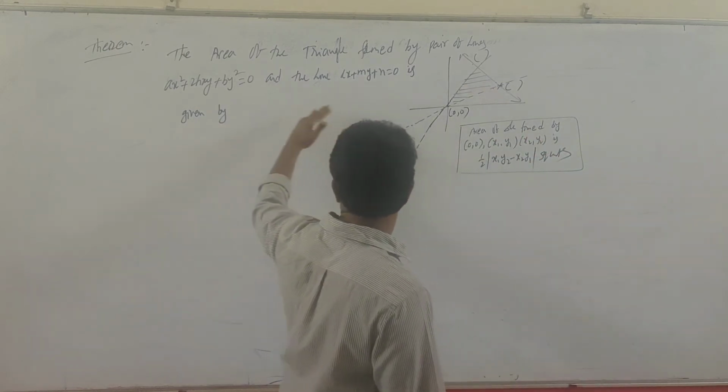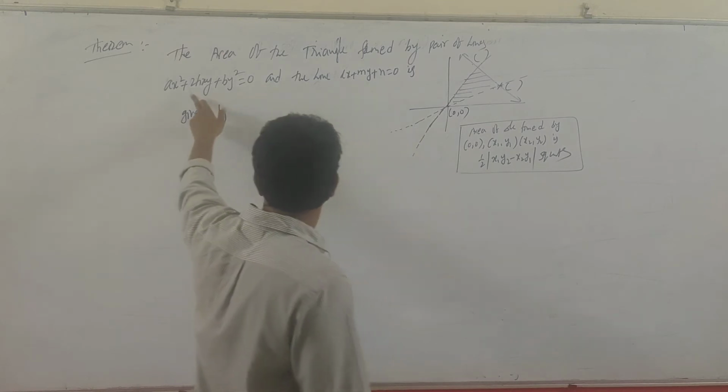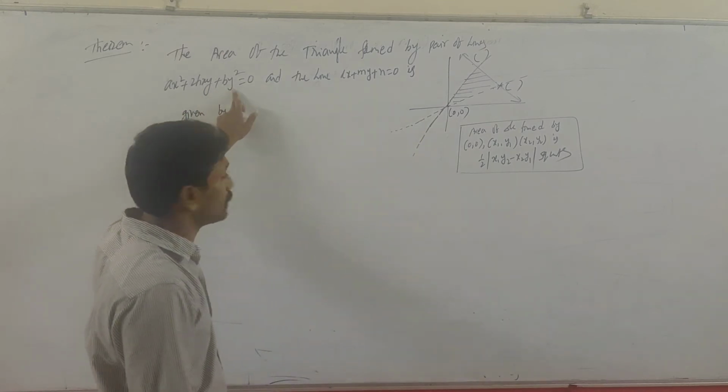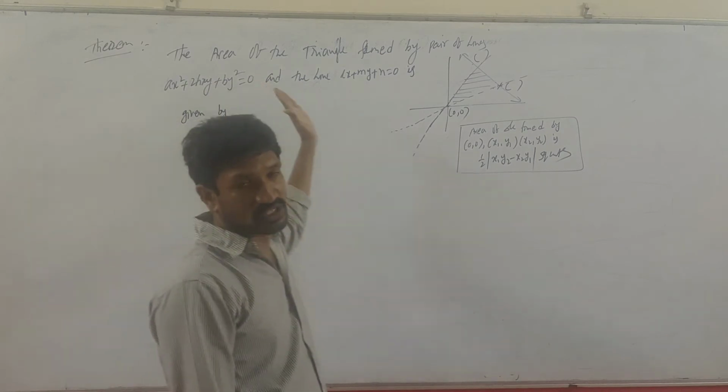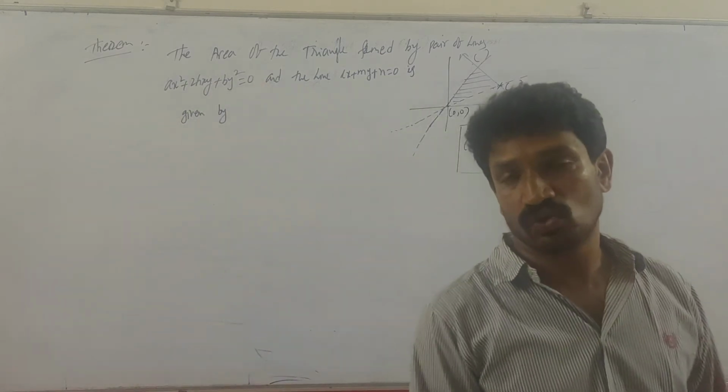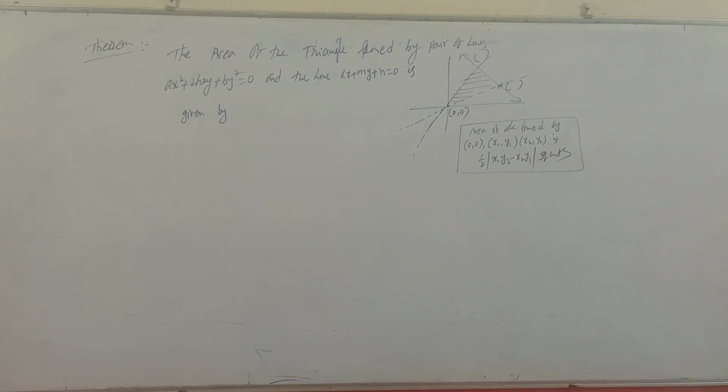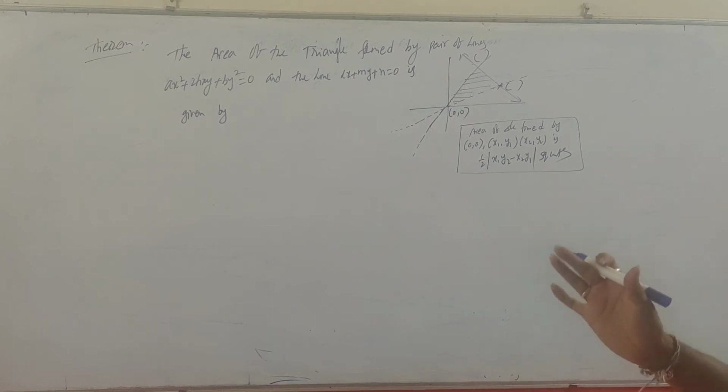The same we can apply. That means if, instead of ax square plus 2hxy plus by square equal to 0, the complete equation ax square plus 2hxy plus by square plus 2gx plus 2fy plus c is equal to 0 is given, then we have a little bit of variation. We have one more formula.